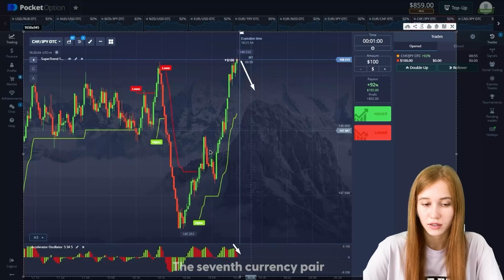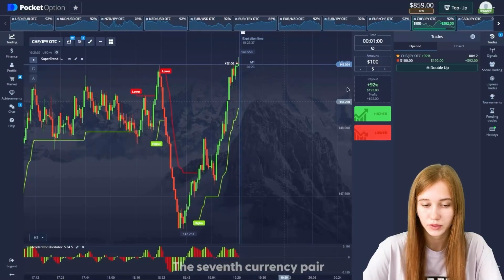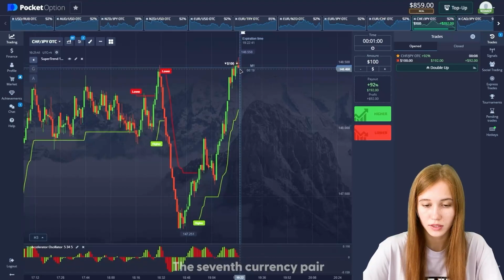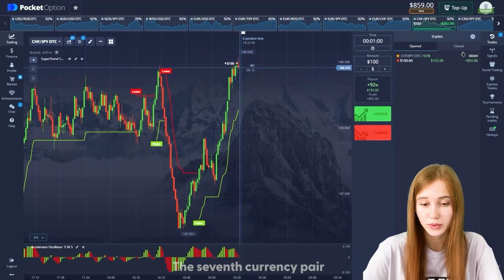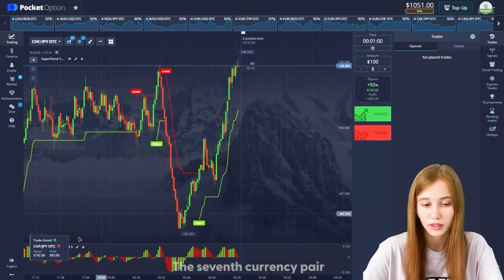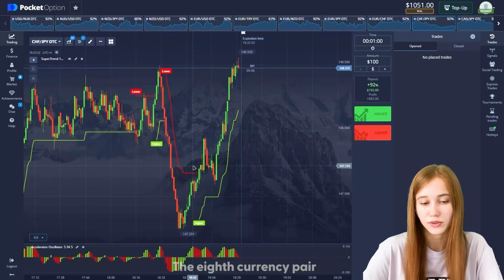Although the zigzag shows that the trend is upward, so let's see. 10 seconds left. Some corrections we see. 3 seconds left. And plus the yield $92, good.